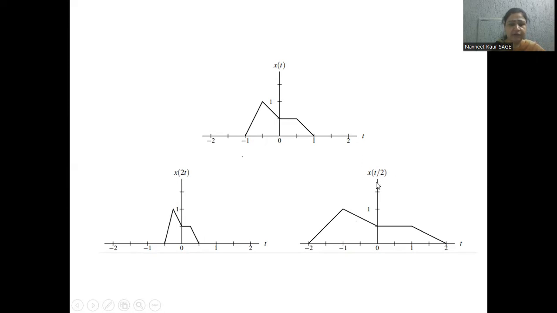Now, if I want to find out another signal x(t/2), in this case a has the value 1/2, which is less than 1. So here the signal will be expanded by a factor of 2. That means whatever the value was at t equal to -1, now the value will be at t equal to -2. Similarly, at t equal to 2 will be the new value which was at t equal to 1. And the value at t equal to 0 will remain same. So now the signal will start from -2 and end at t equal to 2, and the resulting signal will be expanded by a factor of 2.